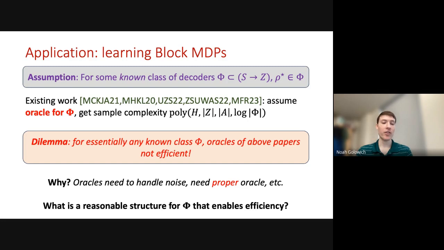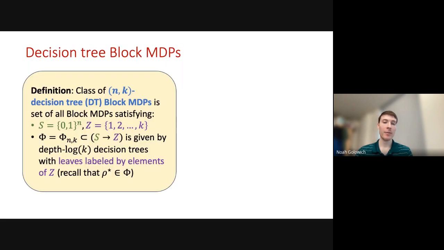So in light of these challenges, the following is a very natural question. What is some reasonable structure for phi, some concrete class of decoders, which enables computational efficiency for the end-to-end learning of block MDPs? And as a corollary of our main result, we're able to answer this question, namely we're able to give some concrete class of block MDPs which are learnable. And this class of block MDPs is what we call decision tree block MDPs, which is the set of block MDPs for which the class of decoders is the class of decision trees.